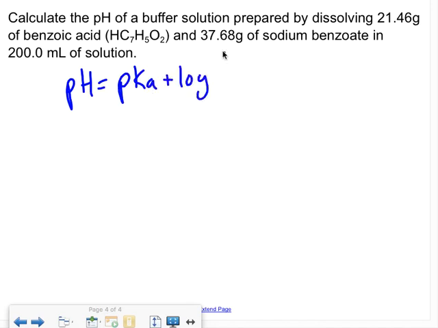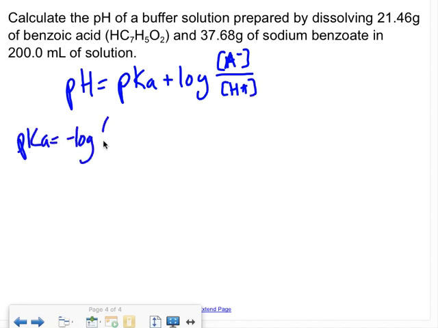We need to find the pKa and the molarities of the base and the acid, and then we should be good to go. The pKa is the negative log of the Ka. The Ka of our acid is not given, but I looked it up, and it is 6.4 times 10 to the negative 5th. That's the Ka of benzoic acid, so the negative log of that is our pKa. That's 4.19.